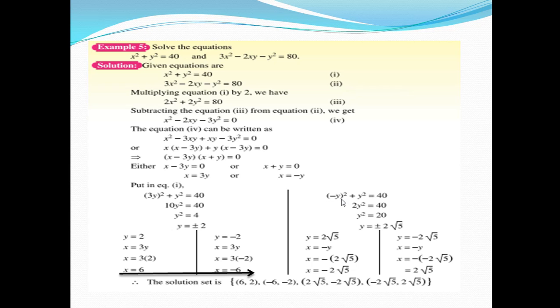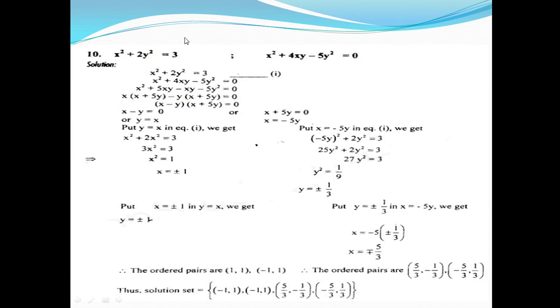Y square input in the equation, and we get the value y is equal to plus minus under root 2 under root 5. Then x is equal to minus y, put in equation number 1 and get the value plus minus 2 under root 5. Let's put the value y is equal to 2 under root 5, x is equal to minus y, then we get the value x is equal to minus 2 under root 5, and y is equal to minus 2 under root 5. Put in this equation and we get the solutions: 6, 2; minus 6, minus 2; 2 under root 5, minus 2 under root 5; and minus 2 under root 5, 2 under root 5 are the solution of the set.